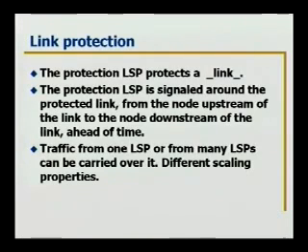So in the case of link protection, the protection LSP protects a link. The protection LSP is signaled around the protected link from the node upstream to the node downstream, and it's done so ahead of time. And traffic from one LSP or from many LSPs can be carried over it. And this has different scaling properties and different trade-offs. So in the example that we've seen, several LSPs could share the protection path. So this is very nice from a scaling point of view. On the other hand, I can't guarantee the bandwidth on that.